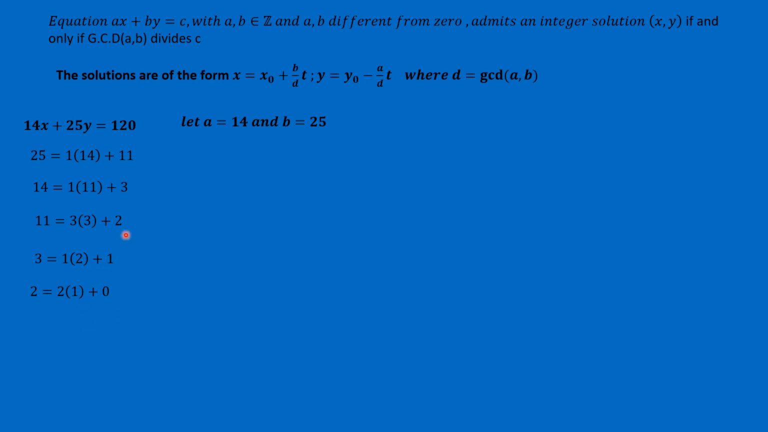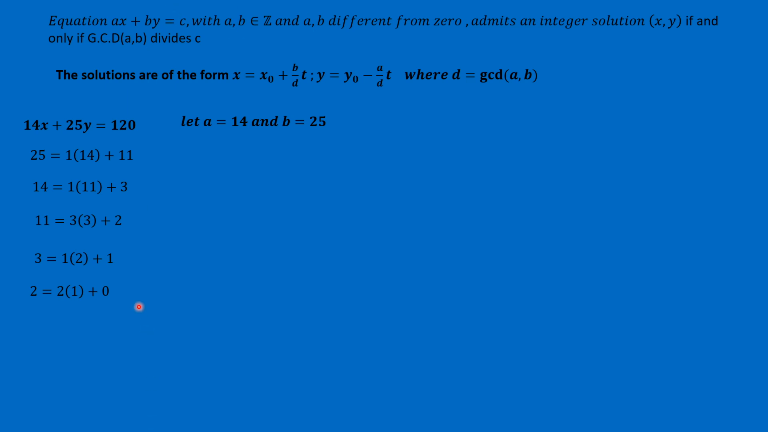Once we have a 0, the greatest common divisor of the integers a and b is the last non-zero remainder in the process. These are the remainders. As you can see, the last non-zero is 1, because we have a 0 after 1. So the GCD of these integers a and b is 1. And we can see clearly that 1 is a divisor of every number. So this equation admits an integer solution according to this theorem.